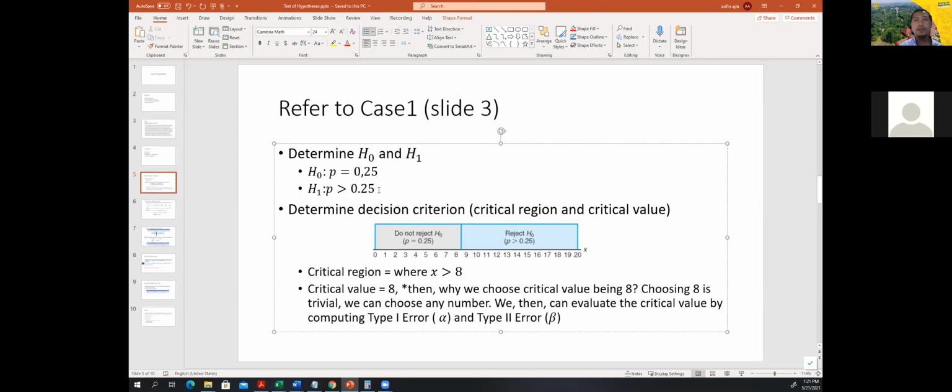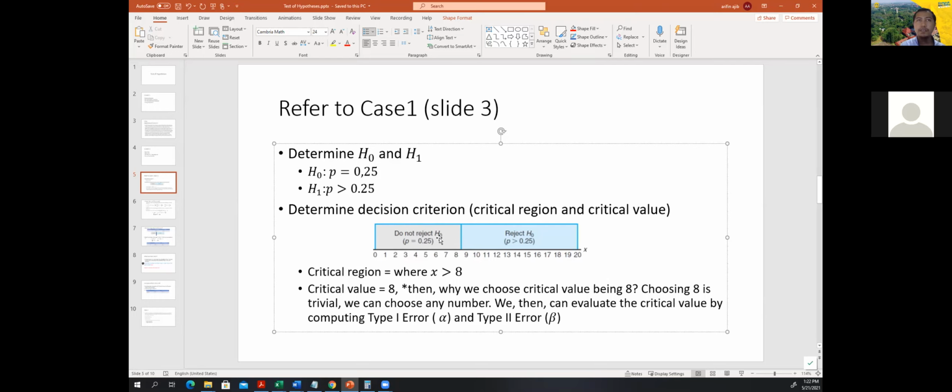And then the next step is to determine the decision criterion. By doing this, we need to determine the critical region and the critical value. What does it mean, the critical region and critical value here? Critical region, you can see from this figure, is divided into 2 regions.